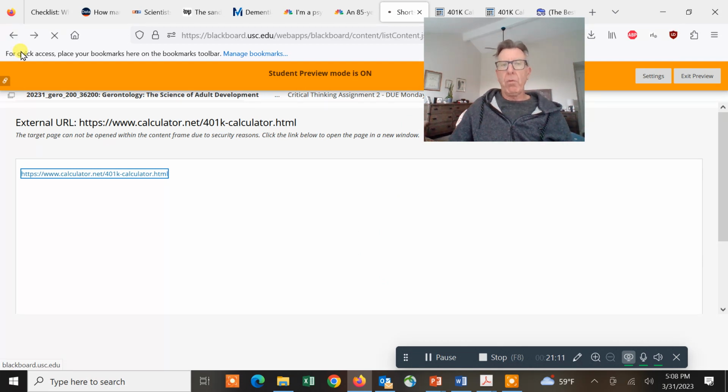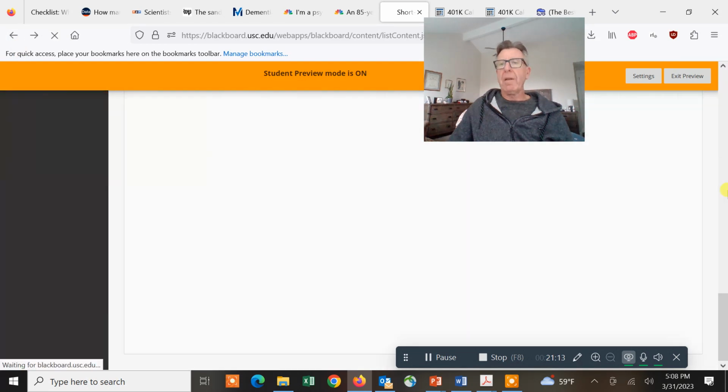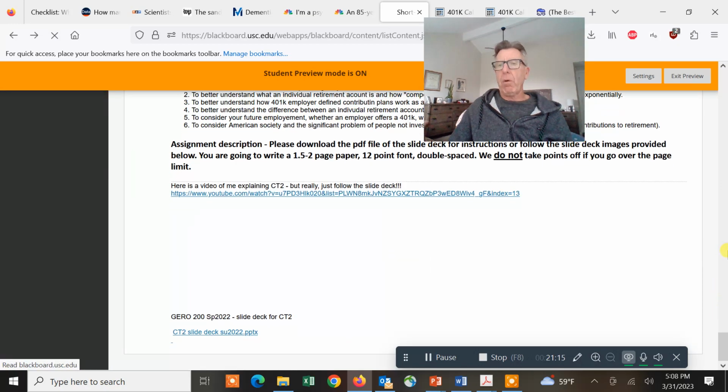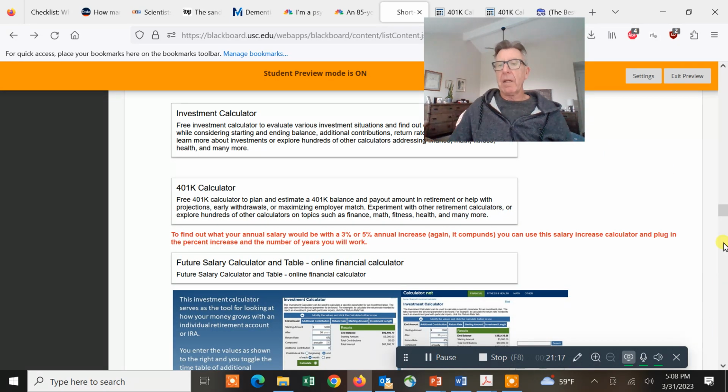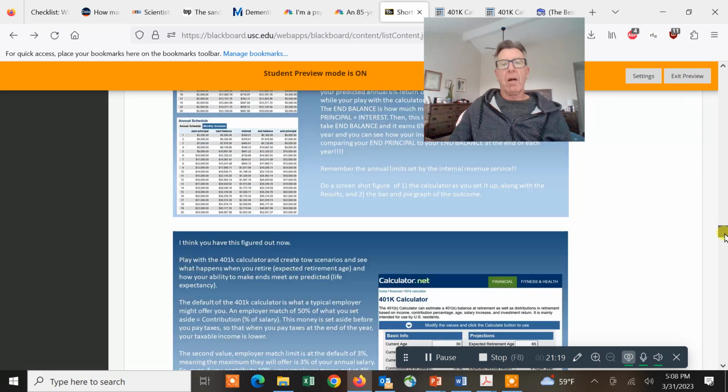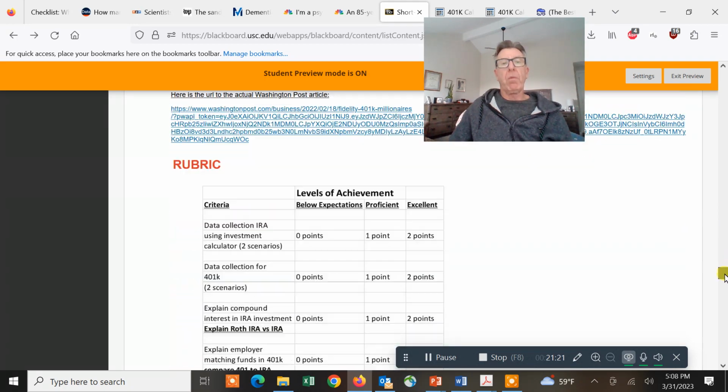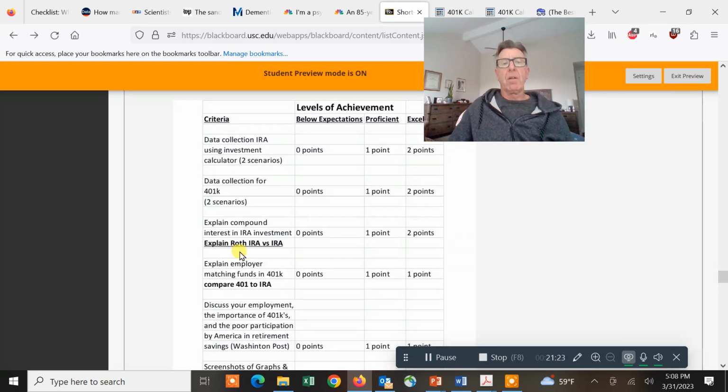Make sure you follow the rubric. Okay. The rubric's pretty laid out. Nice, straightforward rubric right down in here. And don't forget, when you're doing it, to define what a Roth IRA is versus an IRA. You do this kind of Roth IRA when you're young.